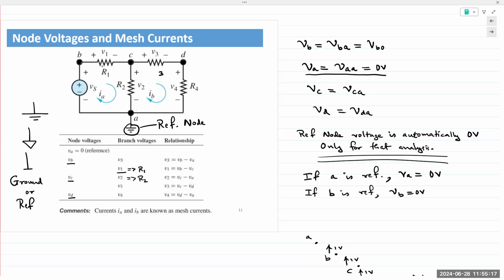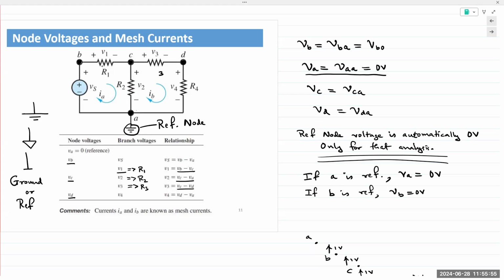Similarly, V2 is across R2. In R2, C is higher than A. So it's VC minus VA. Sorry, not D. A is my reference, not D. And then V3 is between C and D. And so V3 is VC minus VD.